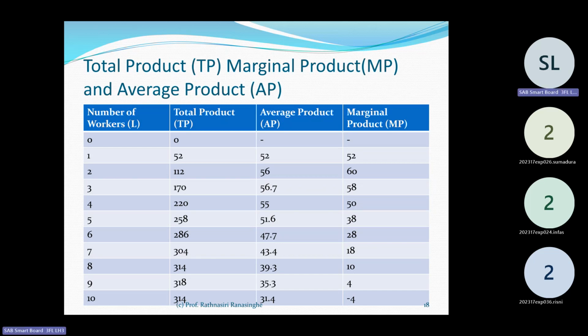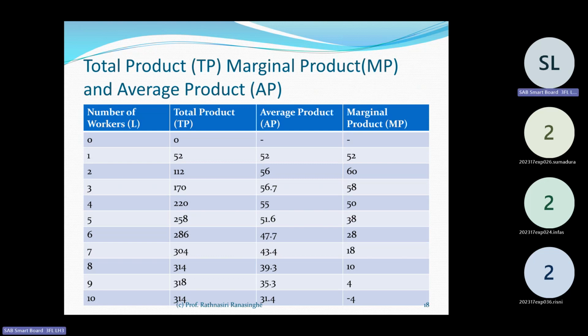Total production means, with respect to change in labor, how much we can produce, how we are changing the labor inputs: 1, 2, 3, 4, like that, higher and higher labor inputs. This is the short run. So this is the total output, the total product, with respect to change in labor, how much we can produce.